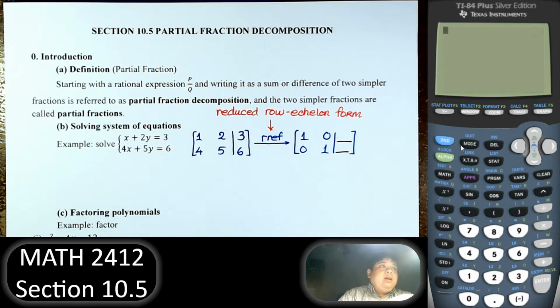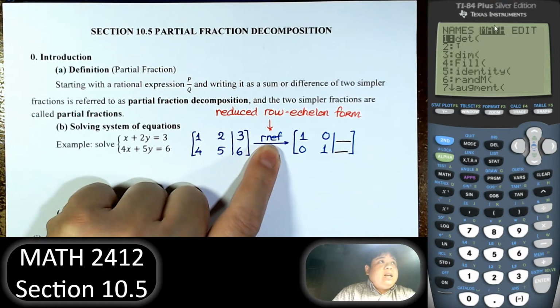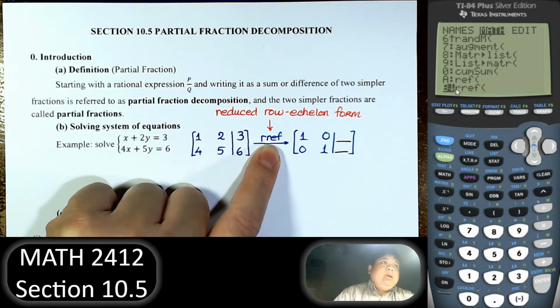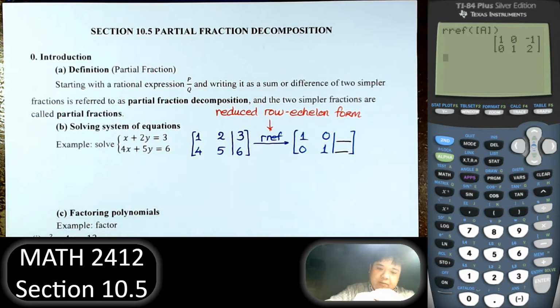Once again, second matrix. If we want to edit, go to edit, and then go up and down to edit matrix A or B or whatever it is. What we need is the RREF. The RREF is in the second tab under math. The option is way down here: RREF. It's not REF, it has to be RREF. And we hit second matrix again. Under names is A, so we call matrix A.